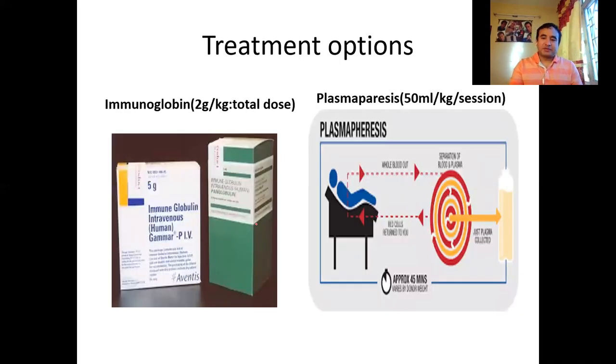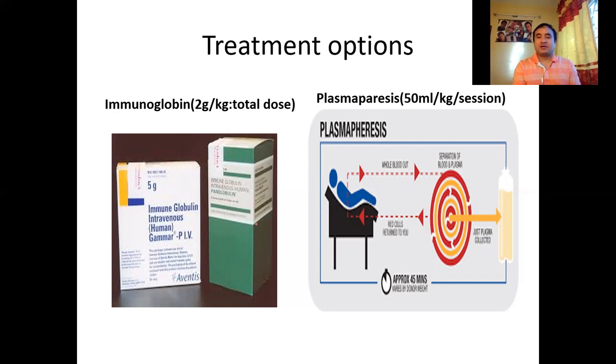So what are the treatment options? Some of the students might say, oh sir, we have to use steroid. Steroid has no use in GBS. Mind, okay? Always note that. Steroid has no use in GBS. So we have two options: one is immunoglobulin and the other is plasmapheresis.